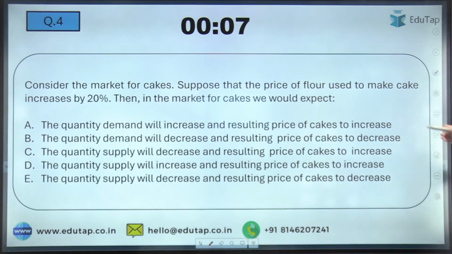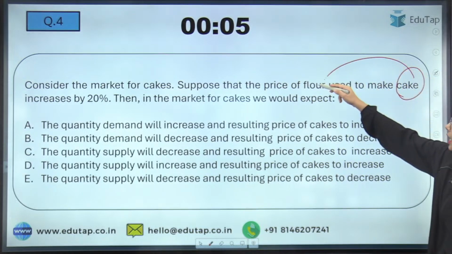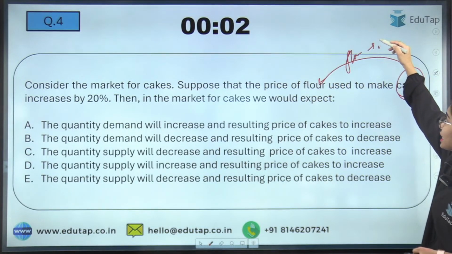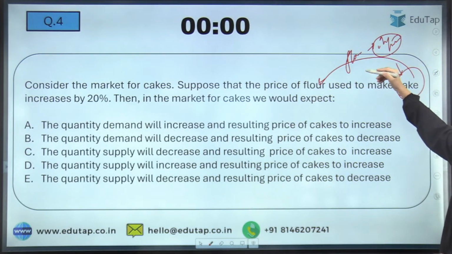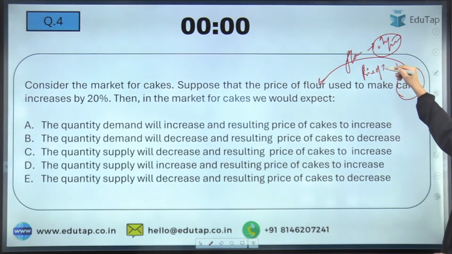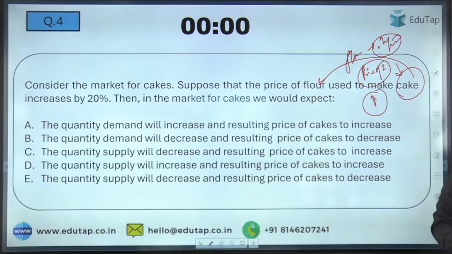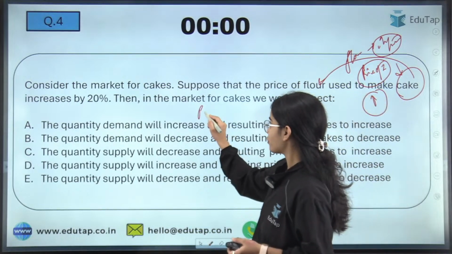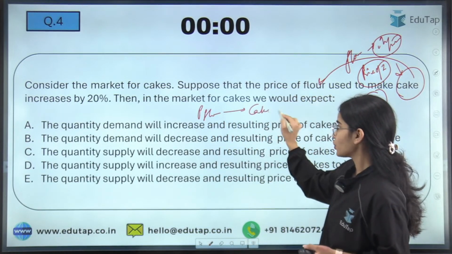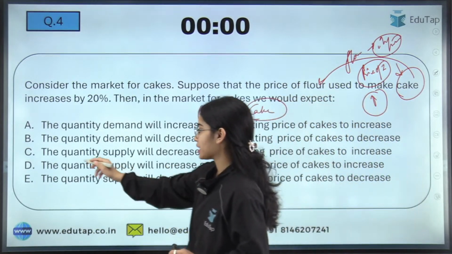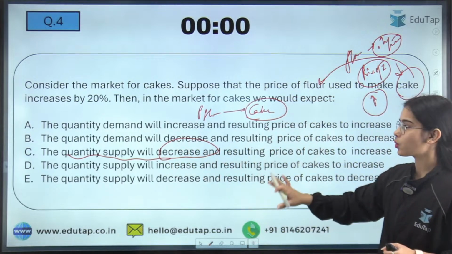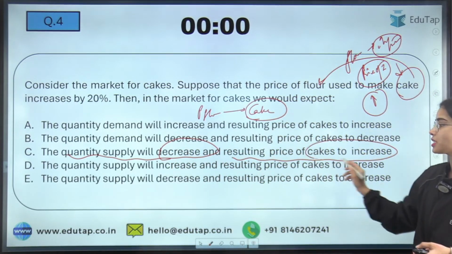So try to understand that we want to make a cake. The flour is what? Flour is an input in cake. So when the price of input is increasing, then what will happen? If the price of inputs, the price of raw material, the price of an intermediate good is increasing, if the price of flour is increasing for the cake, you can understand that the cost of production of cake is increasing. When the cost of production increases, the quantity supplied will decrease, and with the decrease in quantity supplied, the resulting price of cakes will increase.